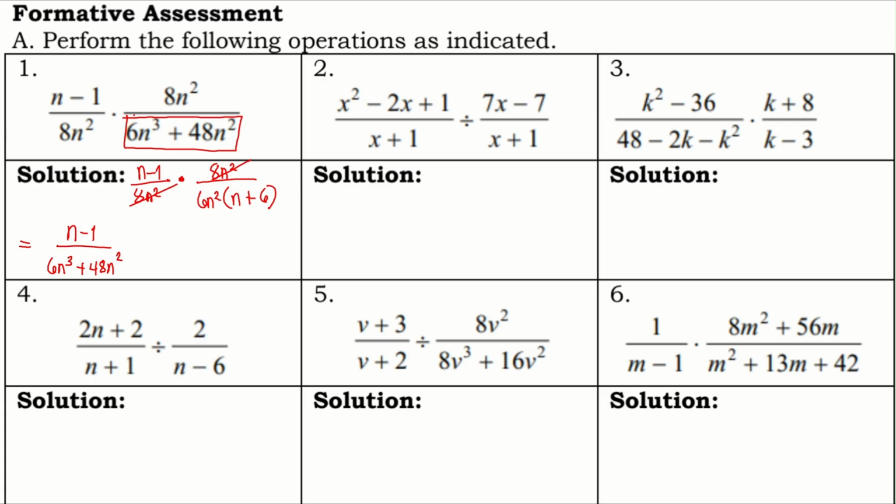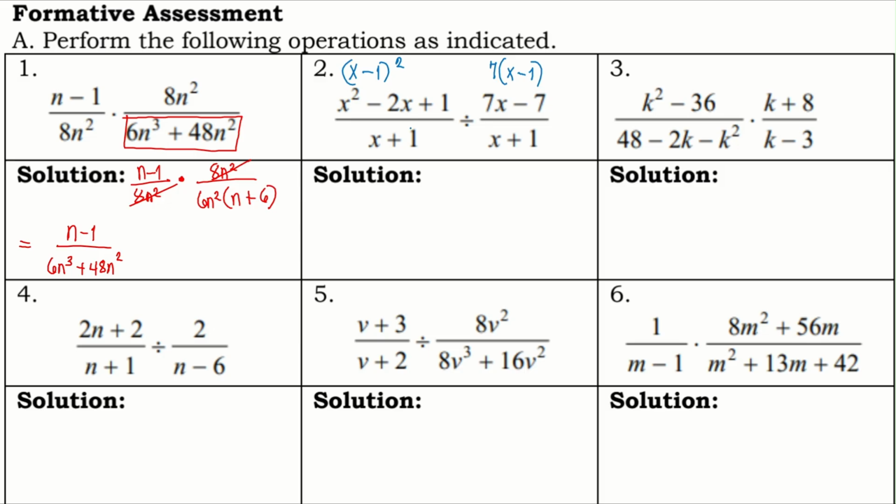Okay, number 4, we get x squared minus 2x plus 1 over x plus 1 divided by 7x minus 7 over x plus 1. So, again, you have to factor muna po yung ating term. So, let's factor x squared minus 2x plus 1. That is a perfect square, so that will be x minus 1 squared. Okay, 7x minus 7, that will be 7 times x minus 1.